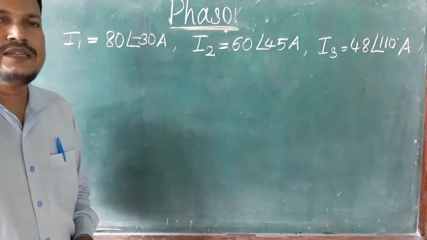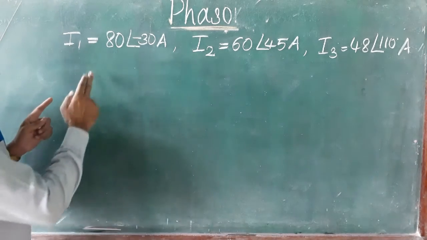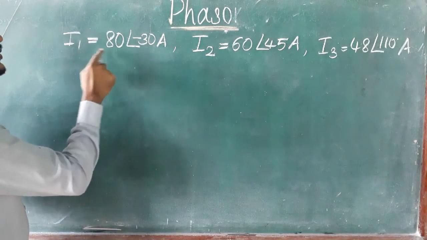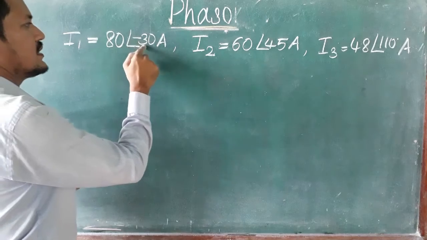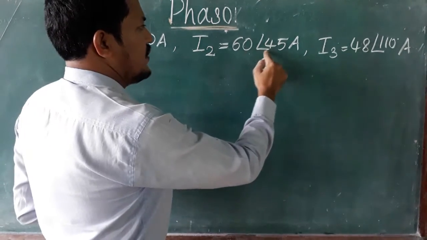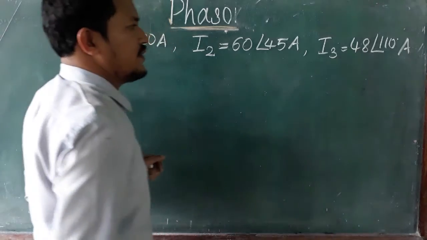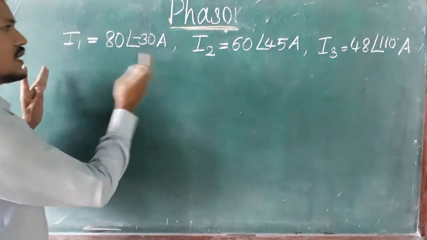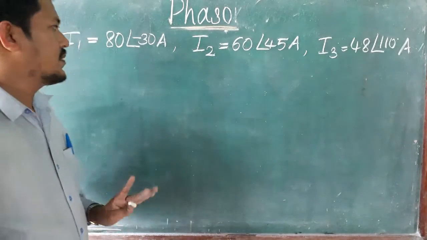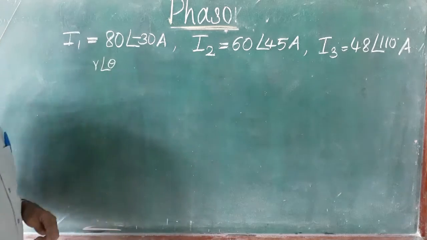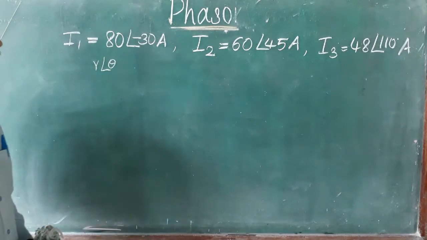Now we are going to find the total current of three currents. I1 is 80 at an angle of minus 30 degrees ampere, I2 is 60 at an angle of 45 degrees ampere, I3 is 45 at an angle of 110 degrees ampere. So all the currents are in polar form. Polar form is R at an angle theta. In this form we can't add directly.